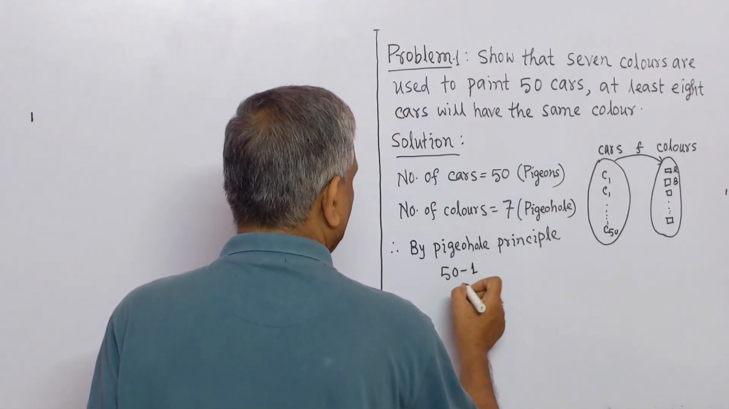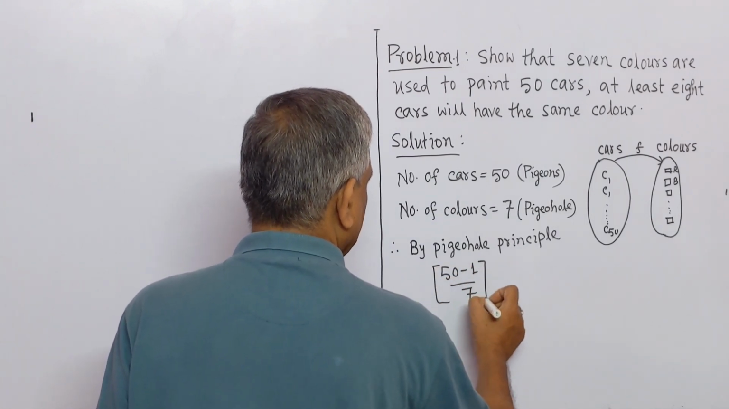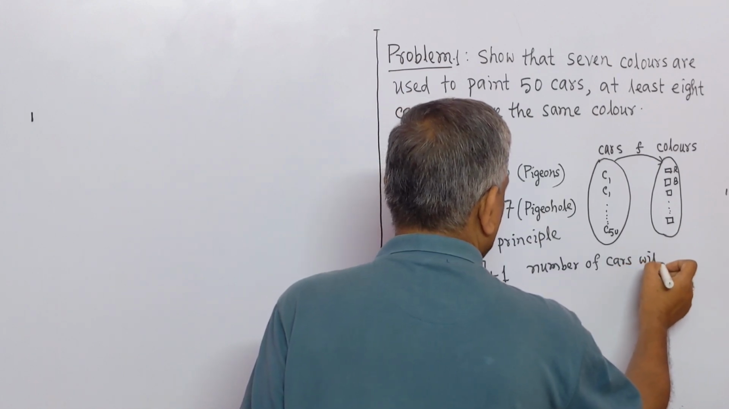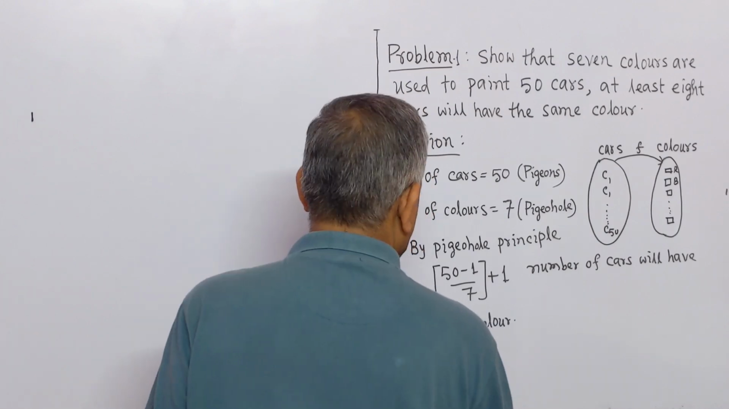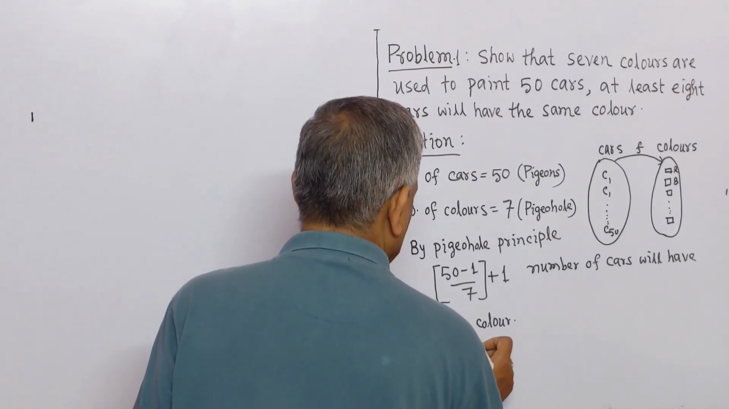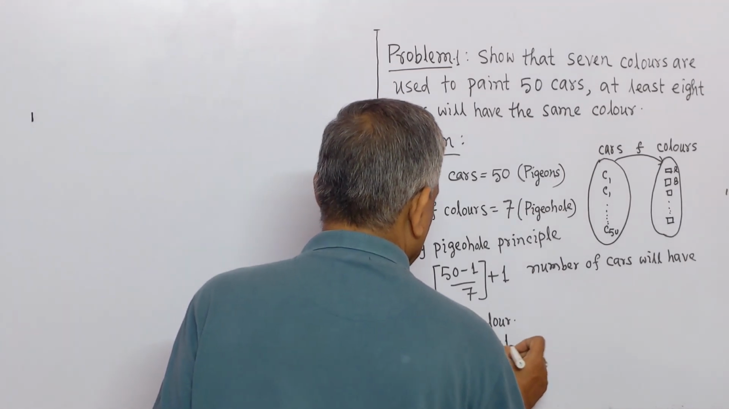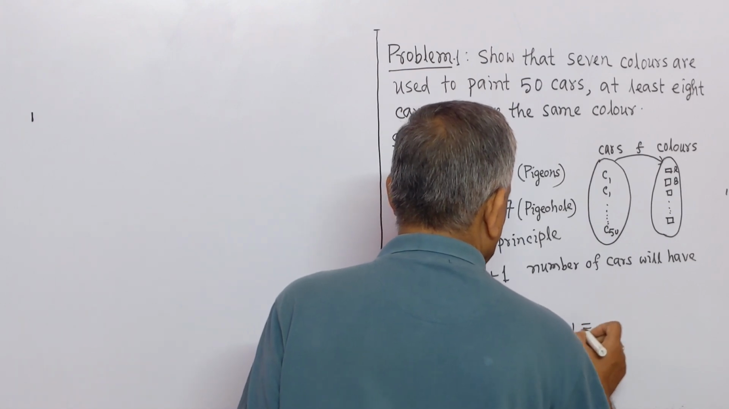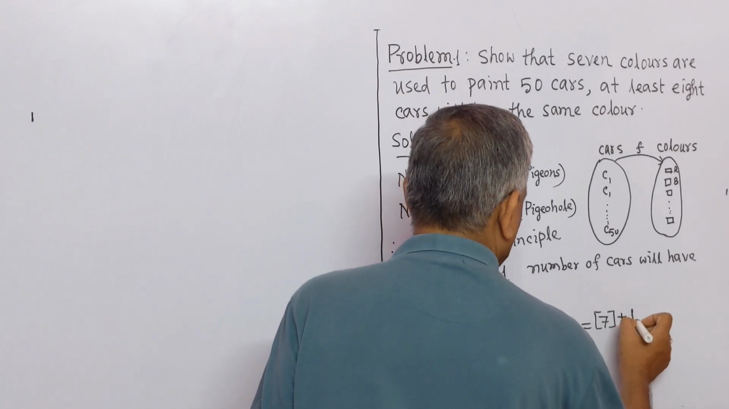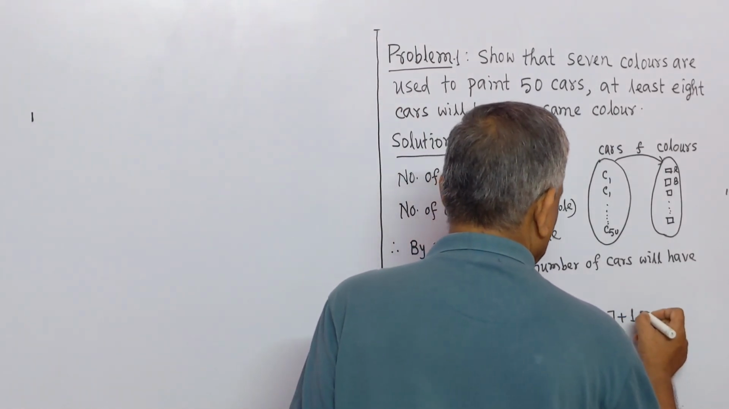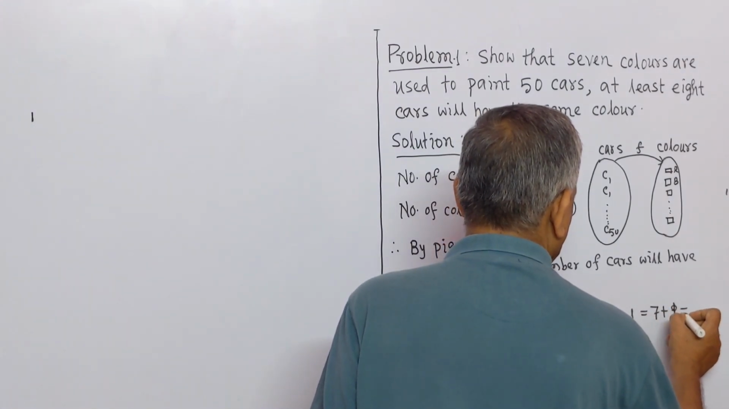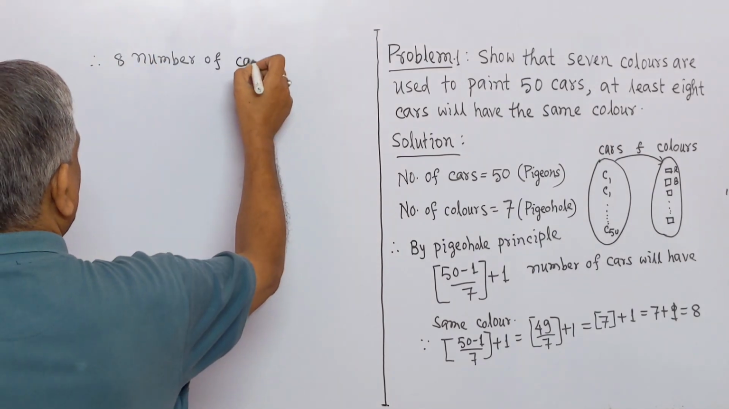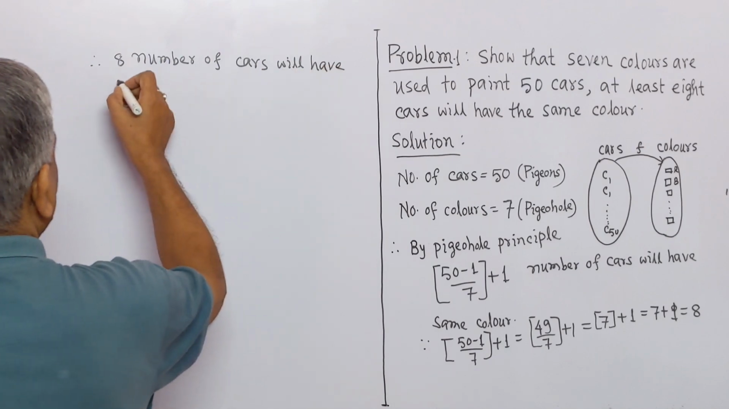(50 minus 1 by 7) greatest integer function plus 1 number of cars will have same color, since greatest integer function 50 minus 1 by 7 plus 1 equal to 49 by 7 greatest integer function plus 1 equal to 7 greatest integer function plus 1, and greatest integer function of 7 is 7. This is 7 plus 1 equal to 8. Therefore, 8 number of cars will have same color.